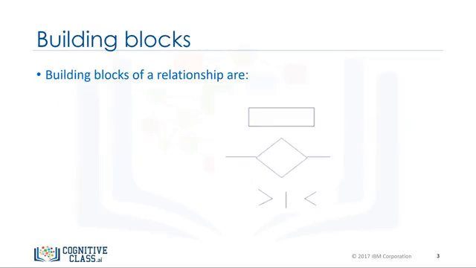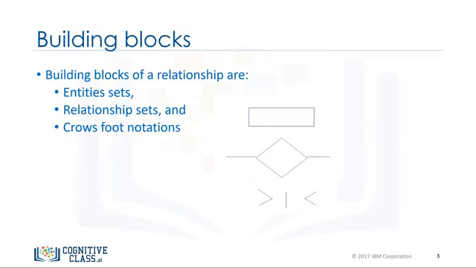The building blocks of a relationship are entities, relationship sets, and crow's foot notations. Entity sets are represented by a rectangle. Relationship sets are represented by a diamond, with lines connecting associated entities. Different techniques are used in representing relationships. For ease of understanding, this lesson uses the crow's foot notations. Some of these are the greater than symbol, the less than symbol, and a vertical line.